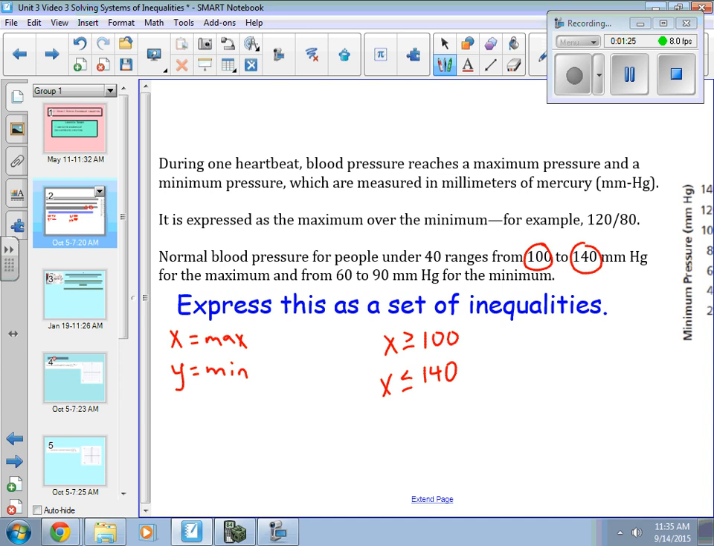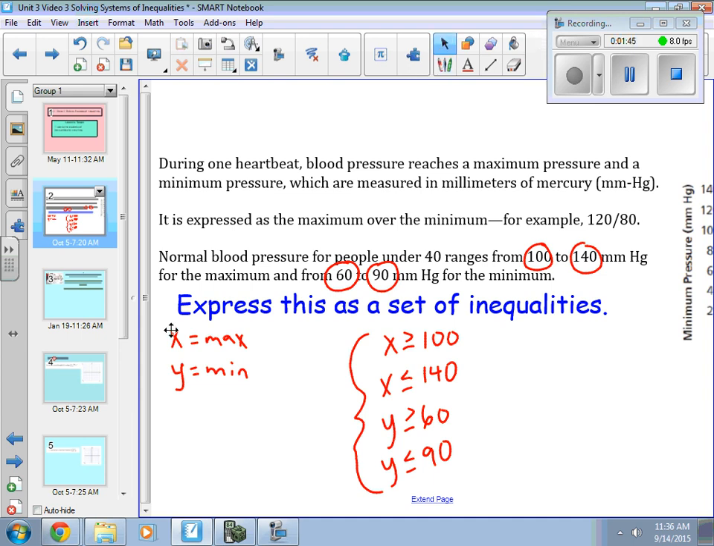Doing the same thing here for minimum. It's got to be between 60 and 90. So minimum, we're going to use Y. Y should be greater than or equal to 60. And we want it less than or equal to 90. Now we have a system here of inequalities that describes the blood pressure.